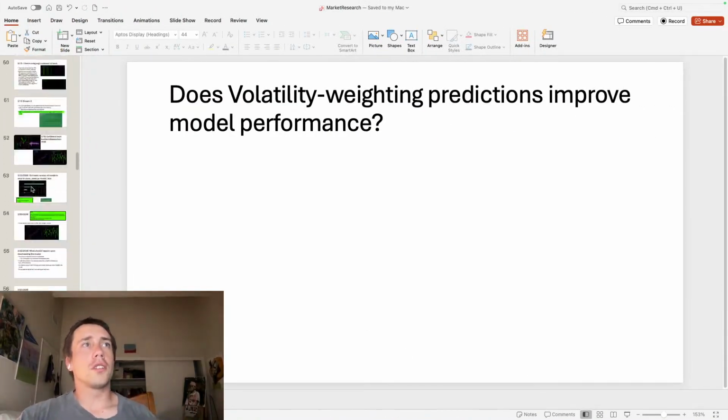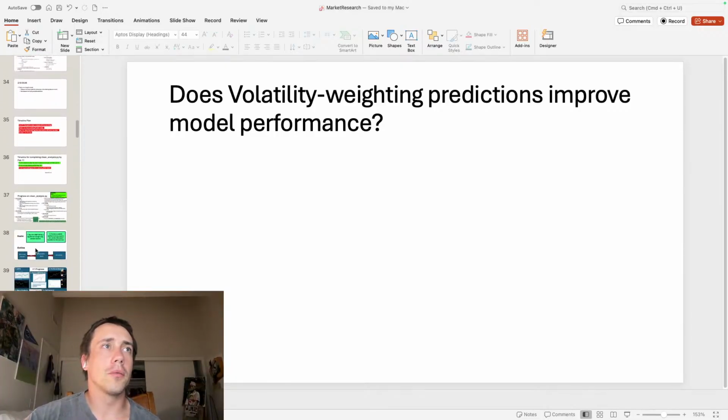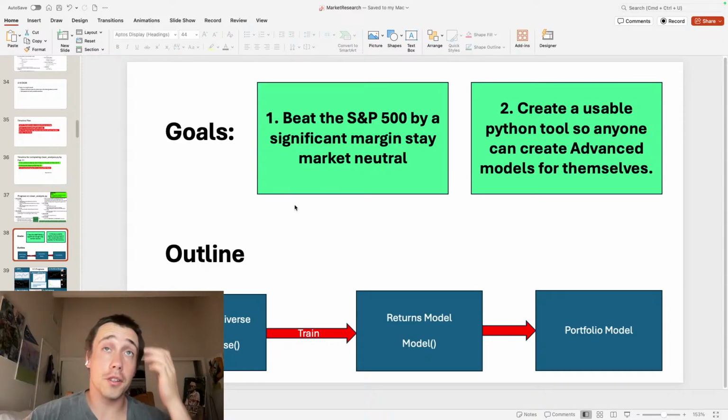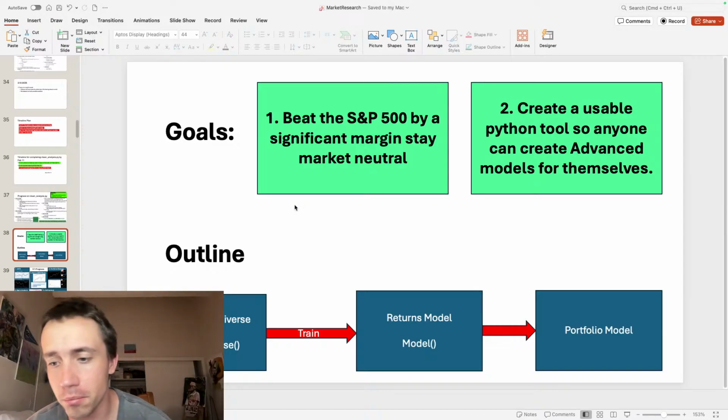So this is kind of my goals. First I'll start with my goals. The first goal is to beat the S&P 500 by a significant margin. The S&P returns on average 6% per year. I want to average 3 to 4 times that, so 18 to 24% per year.